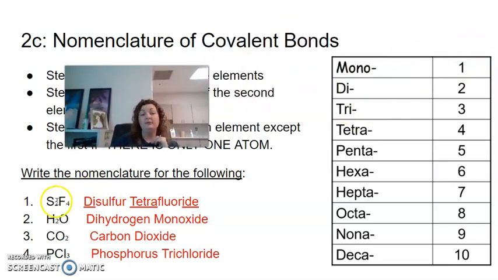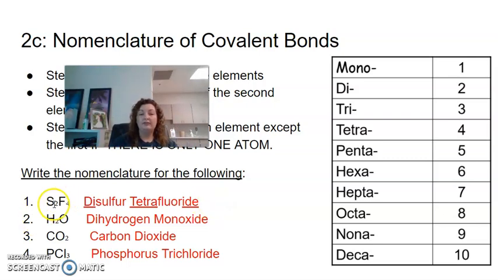So here are your examples. S2F4. So the very first thing you do is you could just write sulfur and you could write fluorine, right? Just straight from the periodic table, just like we did our ionics. But now we have to add the IDE at the end, so we change fluorine to fluoride. So we change that, right? The very next step, which is the last step we have to do, is do the prefixes.